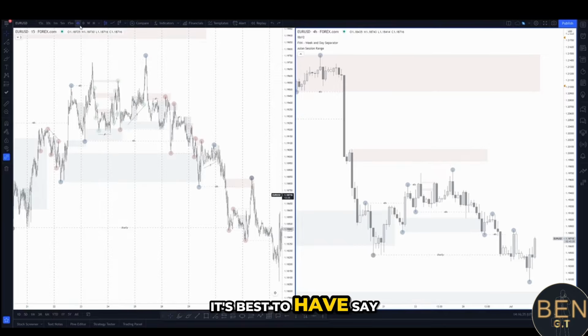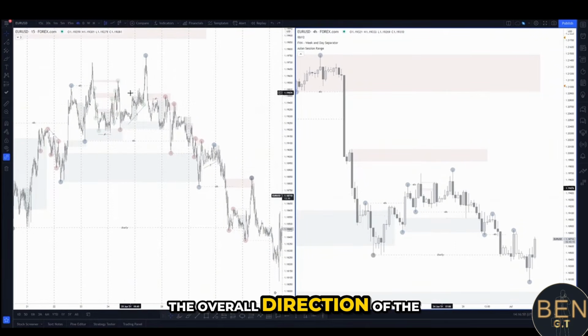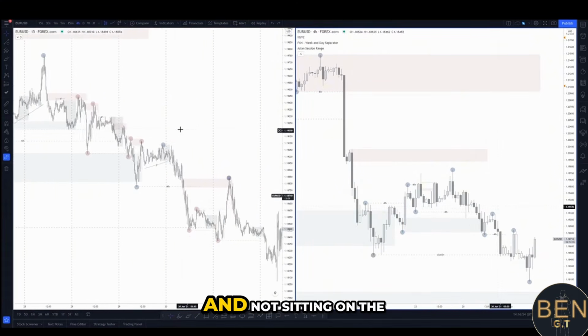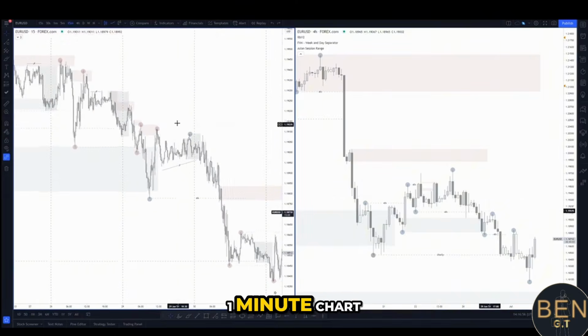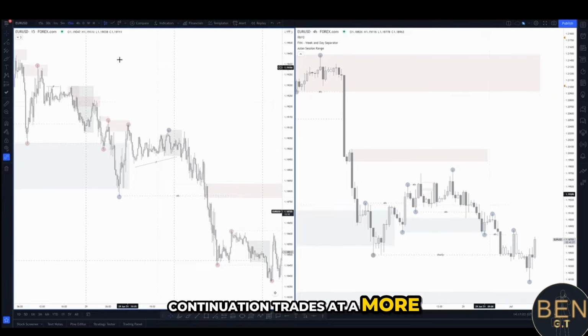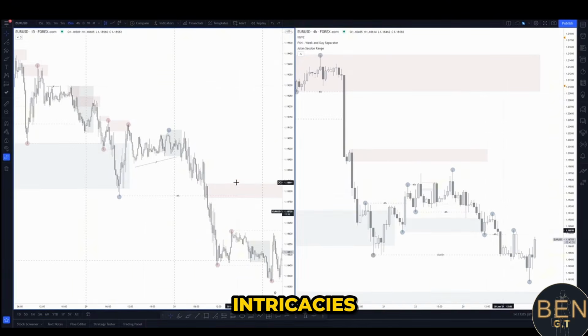It's best to have, say, a 4-hour and a 15-minute time frame for your market structure, and then have an execution time frame that you're using for actual entries when you hit the particular points of interest, supply or demand zones that you're trading within the overall direction of the 4-hour, 15-minute, and daily market structures, and not sitting on the 1-minute chart just looking for breaks of structure and trying to trade with that. Of course, you can frame up a lot of great continuation trades at a more advanced level, and we'll get into those intricacies.